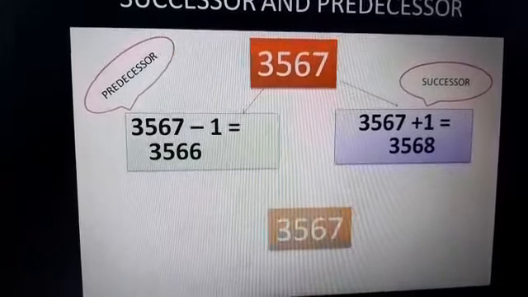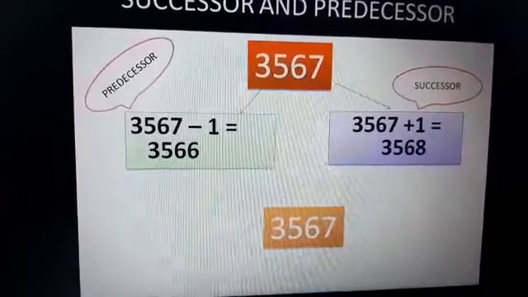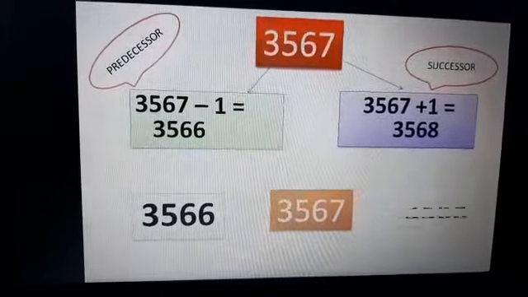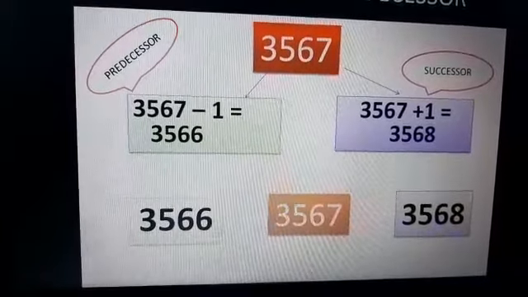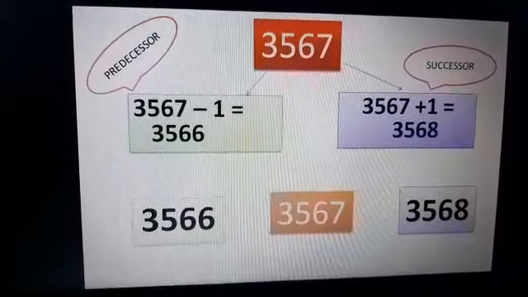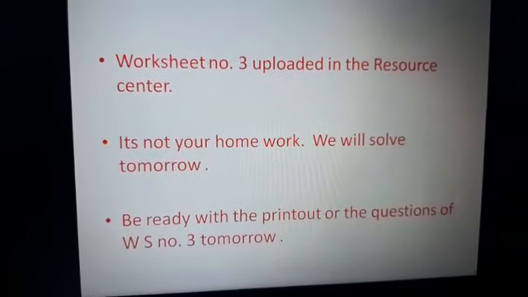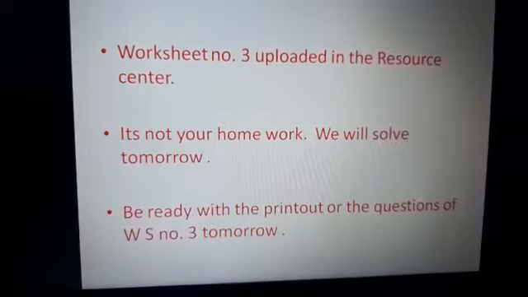And the answer is 3568. So, what is the predecessor of 3567? It's 3566. And the successor is 3568. I hope the worksheet you people will be able to do and the concepts are clear.